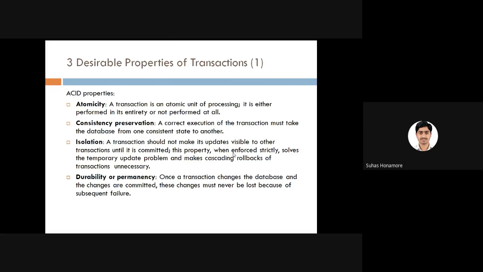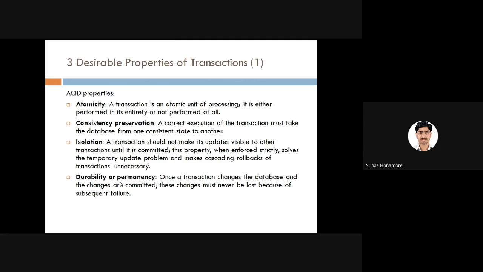Actually, we can't implement this directly, like only one transaction running at a time while the remaining are not running. For that purpose, we have different algorithms and methods, which enforce serializability, so that different schedules will run. For the isolation purpose, we have different algorithms and methods to implement it.